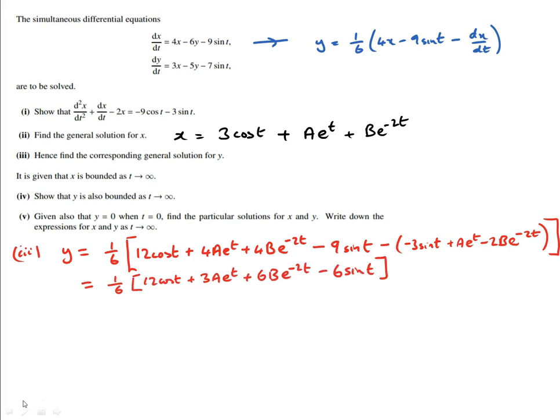So there's a bit of tidying up that needs to be done there. So that gives me 1/6 of 12 cos t plus 3a e to the t plus 6b e to the minus 2t minus 6 sin t. In other words, 2 cos t minus sin t plus a half a e to the t plus b e to the minus 2t.